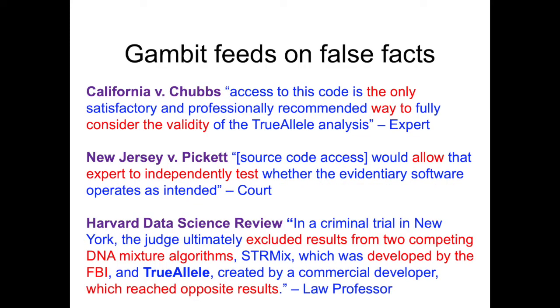Now, the source code Gambit basically feeds on false facts. In California versus Chubbs, the expert wrote, access to this code is the only way to fully consider the validity of the software. The court did not agree. In New Jersey versus Pickett, the court said many things that were strange, including that source code access would allow an expert to independently test whether the software works as intended.